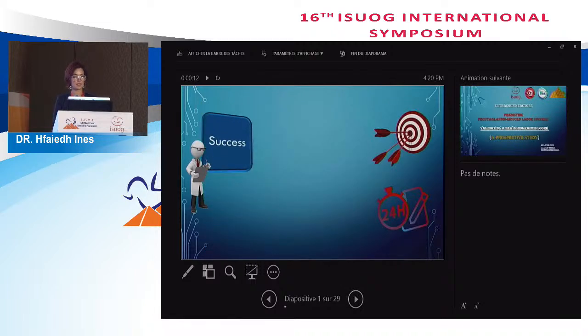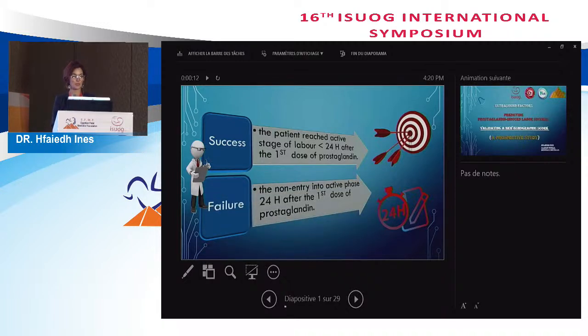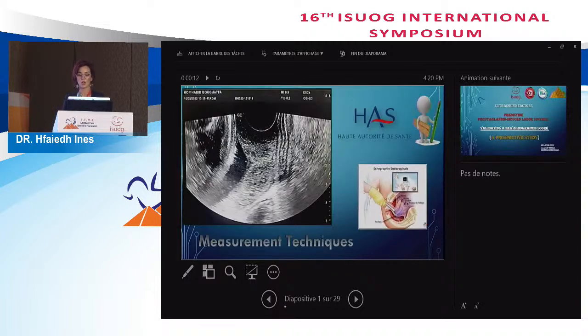So we define the success by the patient reaching the active stage of labor less than 24 hours after the first dose of prostaglandin, and the failure by the non-entry into active phase 24 hours after the first dose of prostaglandin. The measurement technique was defined by la Haute Autorité de Santé. So we have criteria for measurement.